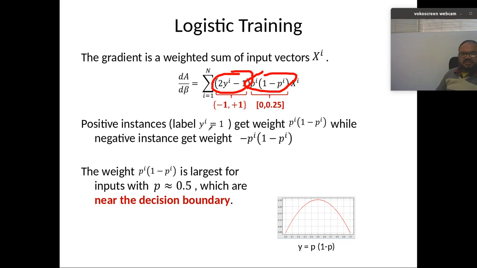The positive instances get weight pi times 1 minus pi, because for a positive instance this number would be plus 1, while the negative instances get the weight minus pi times 1 minus pi, because this number would become minus 1. The weight is largest for the inputs with p approximately equal to 0.5, which are near the decision boundary. And here you can see how we plot p times 1 minus p.